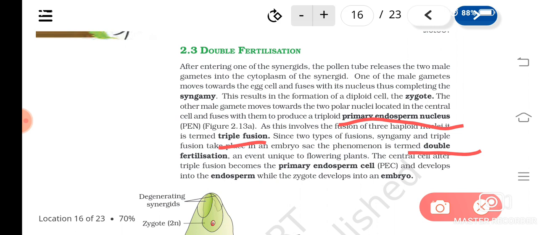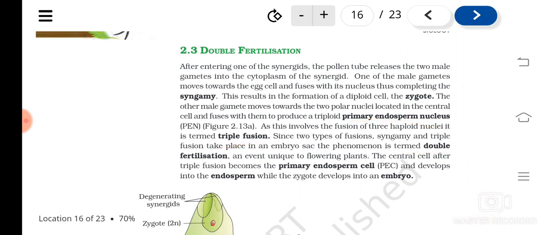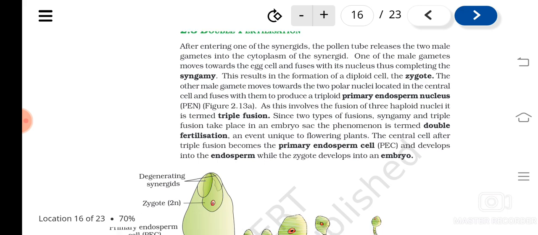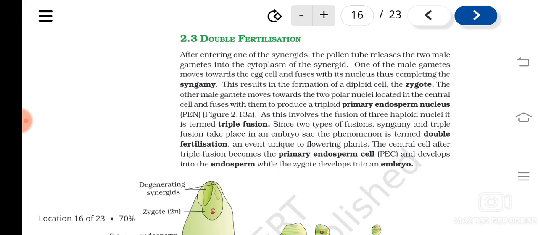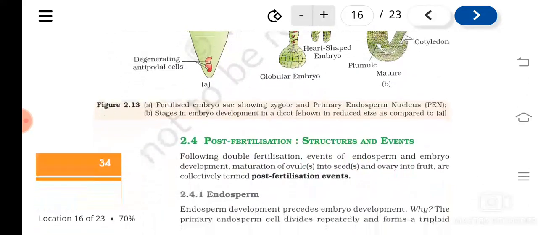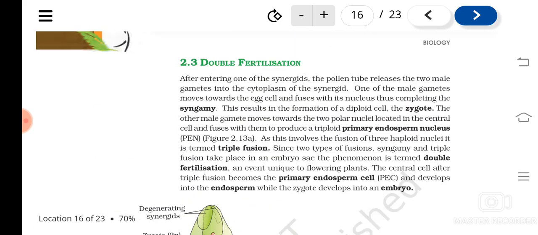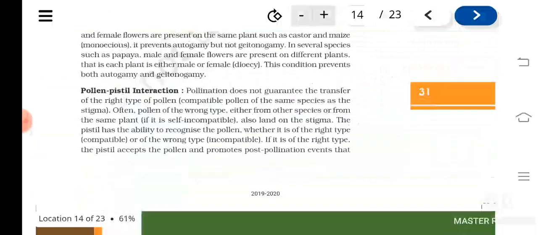And I told you the central cell, after triple fusion, will become what? The primary endosperm cell, and they develop into the endosperm that gives nourishment to the embryo. So this is happening in the post fertilization, means after fertilization, these are the things that happen. Post fertilization events, that is, after fertilization happens, seed formation, endosperm formation, etc. take place. That I'll tell you after another topic, that is plant breeding technique.